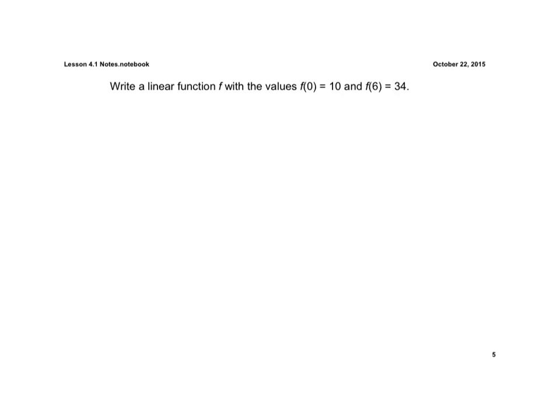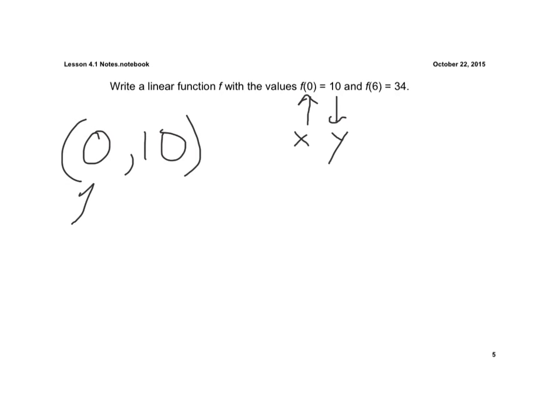Now, here's a similar type of problem. It's just given to us in a different format. So remember, in this format, this value right in here represents our x value, and this value here represents our y. So that's actually the ordered pair 0, 10, an input of 0 and an output of 10. And this point, again, this would be my x, this would be my y, so I'd have 6, 34.